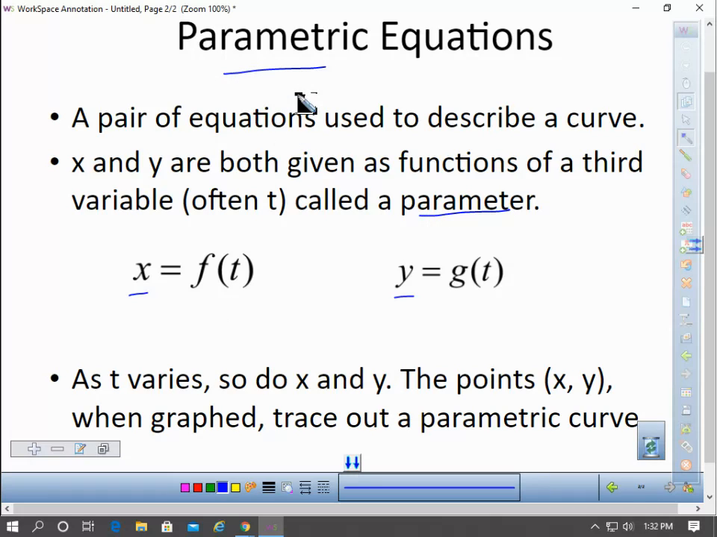So you're basically representing an x and a y value in terms of a third letter. That's all it is. So as t varies, so t is your independent variable, and x and y are both the dependent variables. So as t varies, then that will determine what your x and y values are, which determines the points x and y, that when you graph them, it will trace out the parametric curve. All right. So again, this is just dealing with x and y coordinates, but those x and y coordinates are described in terms of a third variable, often a t.